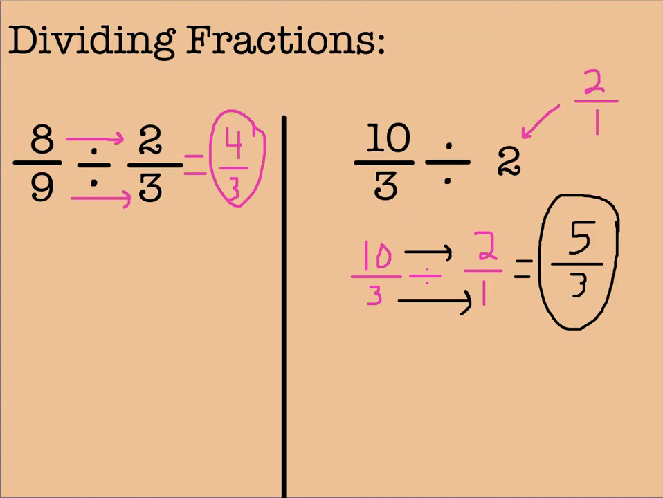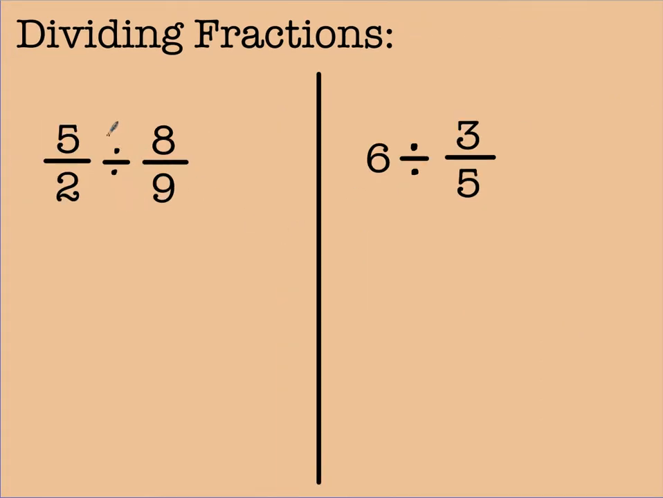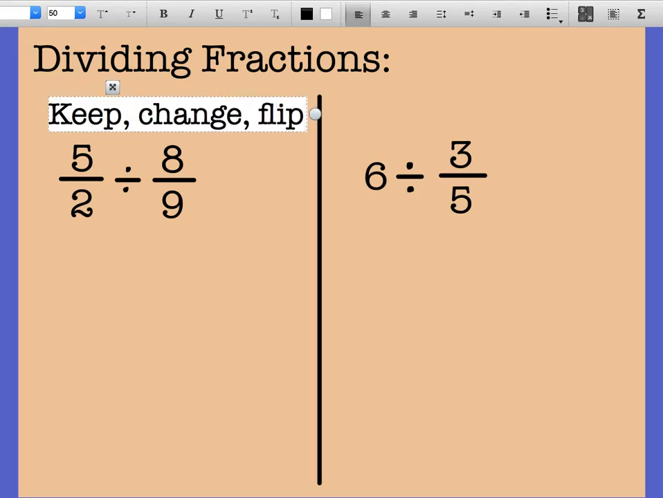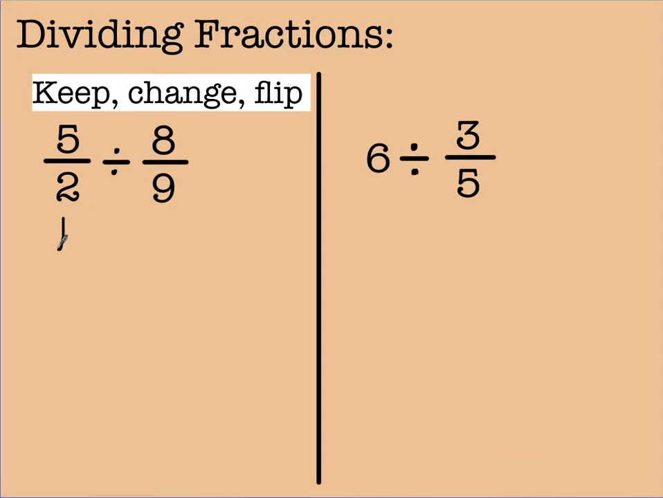But what happens if we don't get whole numbers? 5 divided by 8. I do not get a whole number if I try to do 5 divided by 8. So let's try this other method. This is a common way to say this, we're going to call this keep, change, flip. So common words to help us understand this concept. Keep the first fraction. Change our operation to the inverse, which would be multiply. Flip the second fraction. Take the reciprocal of the second fraction.